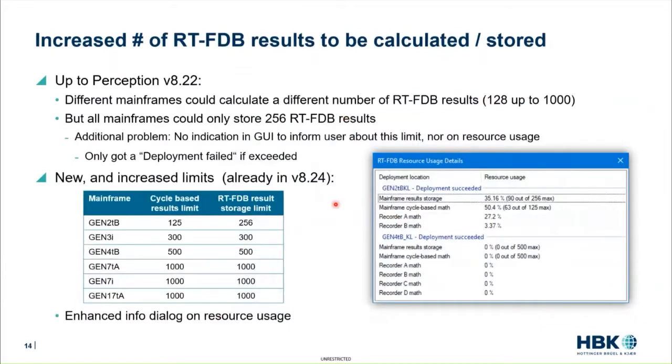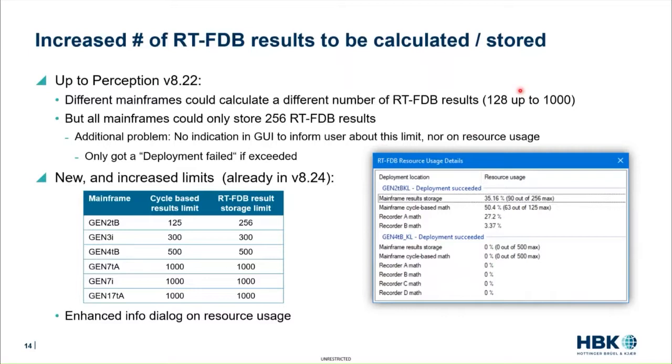Also shown is the number of real-time formula database results that can be calculated and stored. Before perception 8.22 and earlier, those software versions, different mainframes could calculate a different number of real-time formulas. And that number varied from 28 up to 1,000, basically depending on the mainframe size. The Gen 2 TB only supports 2 modules and thus has a limited number of channels compared to, say, the Gen 7 TA or 7 TA, which holds many more modules. And so there's different processing power in mainframes based on expected channel capability.